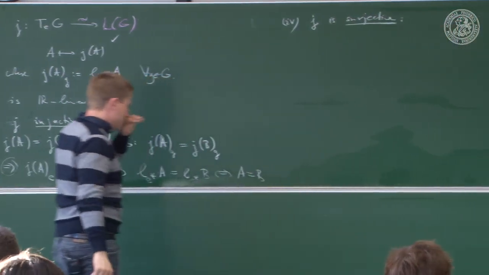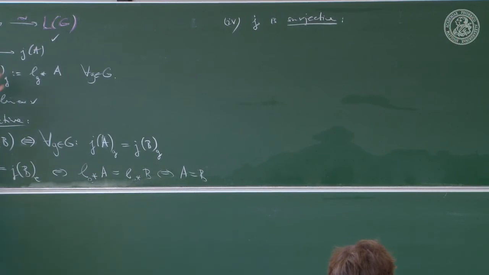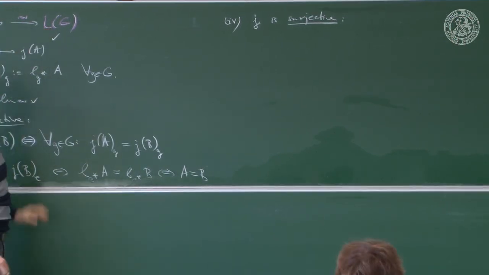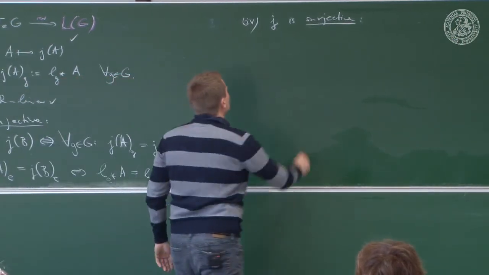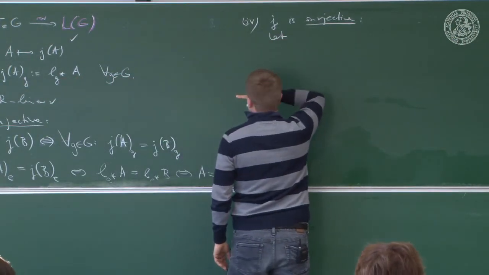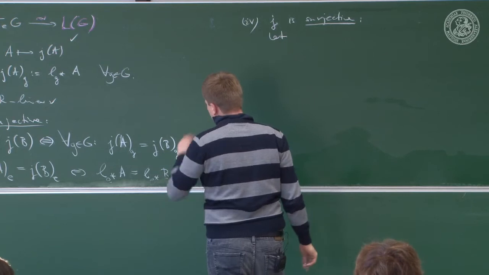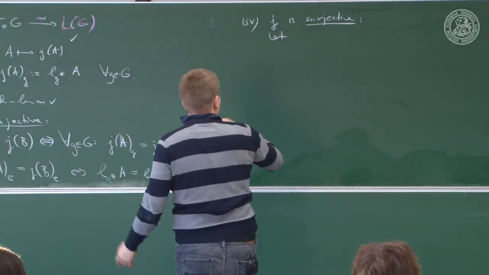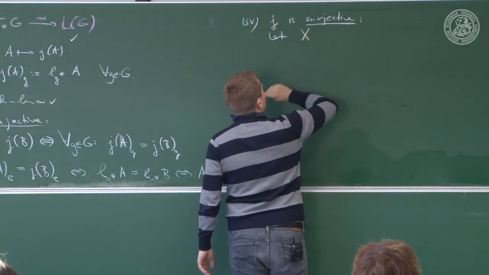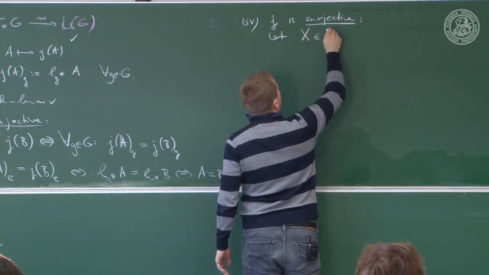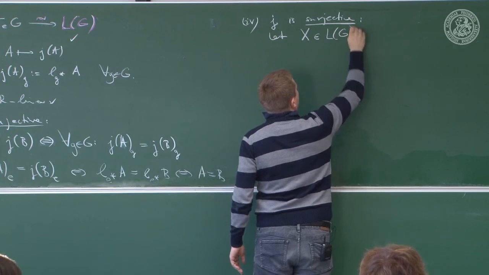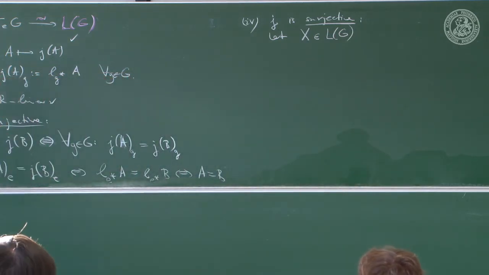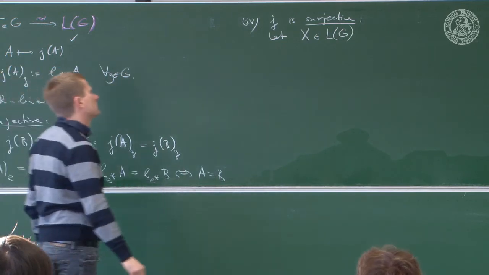And 4, we've got to show that J is surjective. Now, how do we show this? Well, we have to take an arbitrary element in the target, and we need to show that it can be hit by the map. Okay, how could that in the target look like? Let X be any element in the target. So let X be a left invariant vector field.